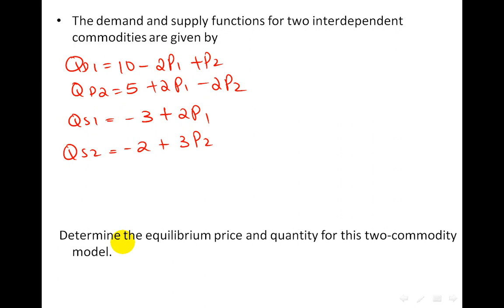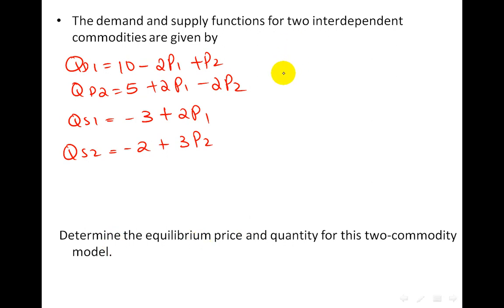So here we're supposed to determine the equilibrium price and quantity for these two commodity models. And at the end of this question, I also need to determine what type of goods they are, and we'll talk about that later. So first, let me start with finding the equilibrium price and quantity.